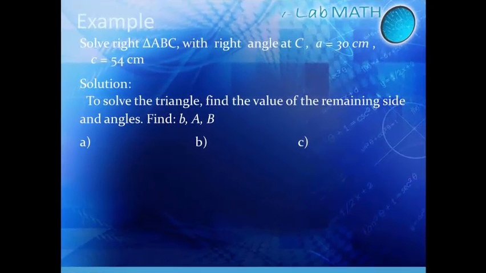Again, solve right triangle ABC with right angle at C, where A measures 30 centimeters and C measures 54 centimeters. Again, to solve the triangle, we have to find the remaining side, which is side B, and two acute angles, angles A and B.